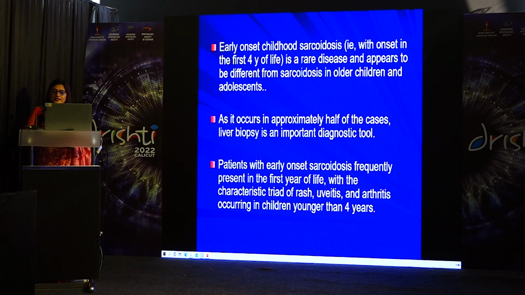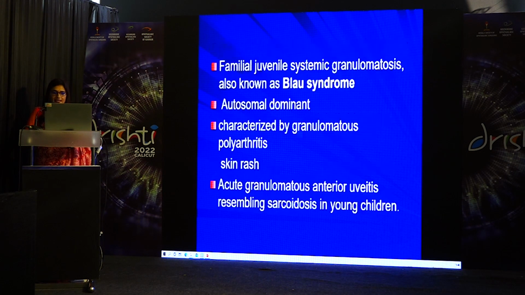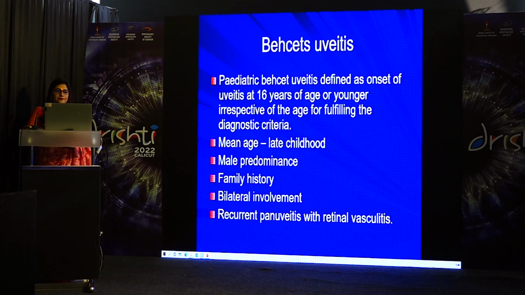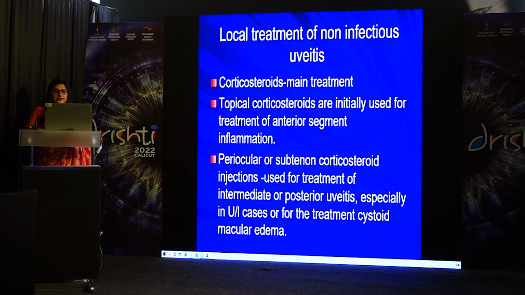And they usually present with this characteristic triad of rash, uveitis, and arthritis in a child younger than 4 years. And when it is autosomal dominantly inherited, it is called Blau syndrome. It is also the same triad, but they will be mutation positive. Pediatric Behçet's is again uveitis at the age of 16 years or younger. Mean age is late childhood, male preponderance, family history may be there, bilateral involvement, recurrent pan-uveitis with retinal vasculitis.